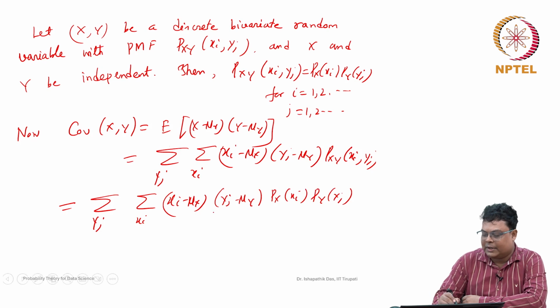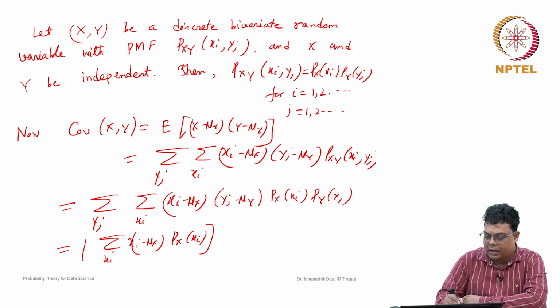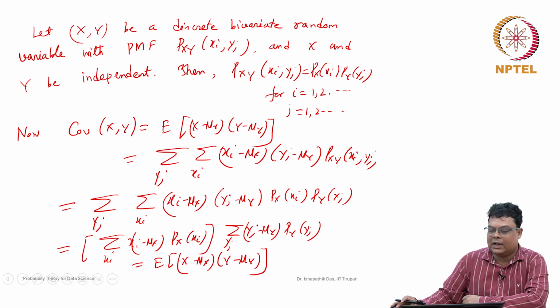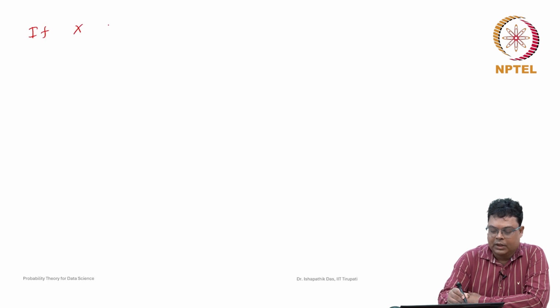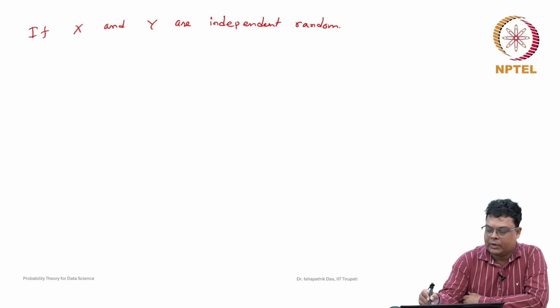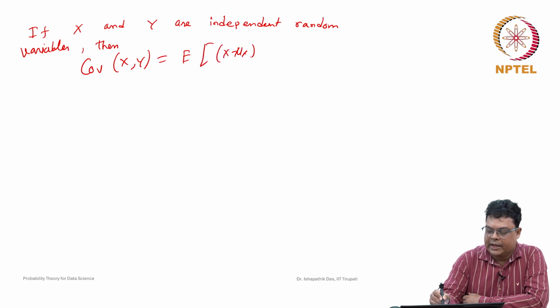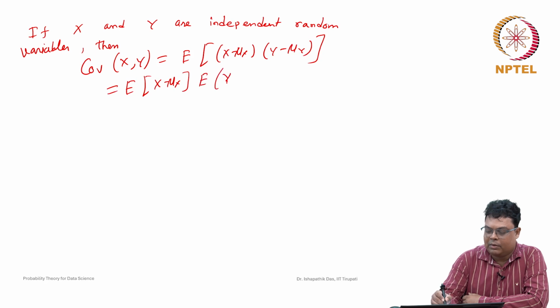So, assuming that this summation exists, we can write this as the summation of x_i minus mu_x times p_x of x_i, into the summation of y_j minus mu_y times p_y of y_j. This is nothing but the expected value of x minus mu_x into y minus mu_y. In both cases, continuous or discrete, what we find is that if x and y are independent random variables, then the covariance of x, y, which is the expected value of x minus mu_x into y minus mu_y, can be written as the expected value of x minus mu_x into the expected value of y minus mu_y.